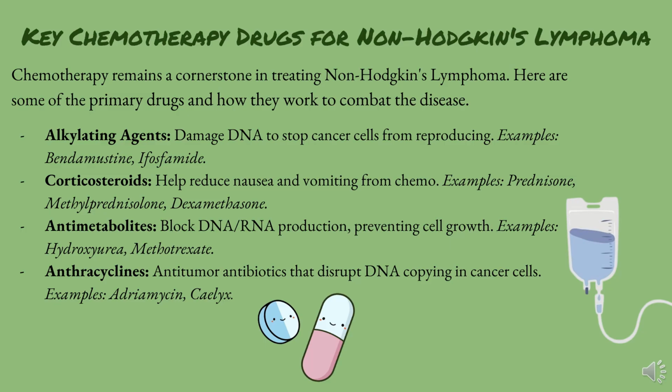Then we have the corticosteroids group of medications, and these drugs help to reduce nausea and vomiting from chemo. Then we have the antimetabolites, and these drugs block DNA or RNA production, preventing cell growth. Then we have the anthracyclines, and these are anti-tumor antibiotics that disrupt DNA copying in cancer cells.